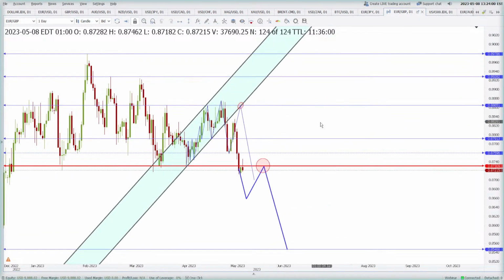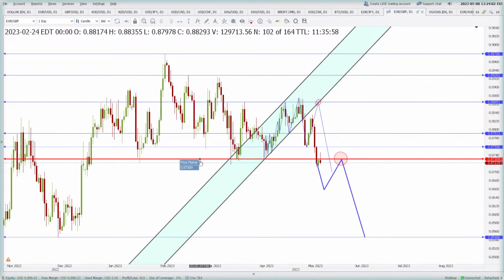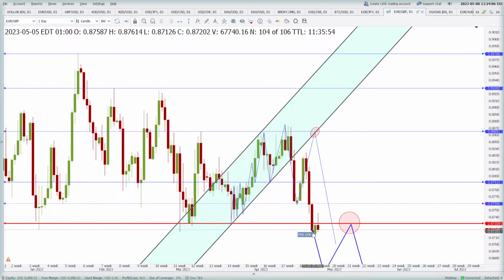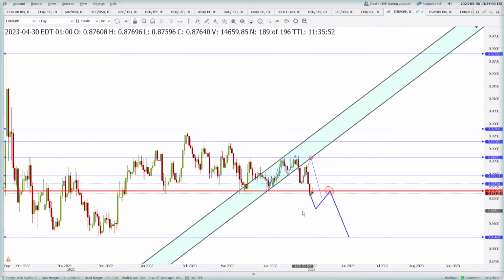Euro GBP has broken and closed the day below 0.8730 on the daily, on 5th of May. So now we are sellers in this market, and I think the next level of support for this market will be 0.8546. The resistance will now be the 8730 area.